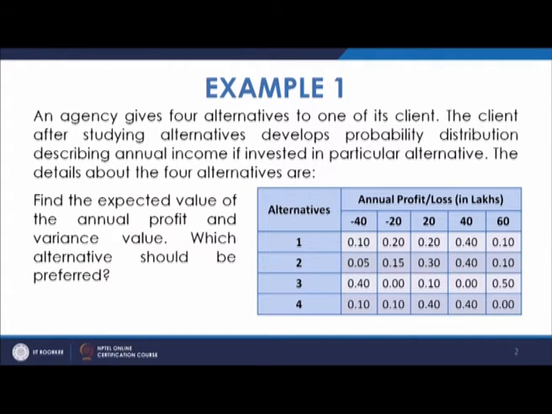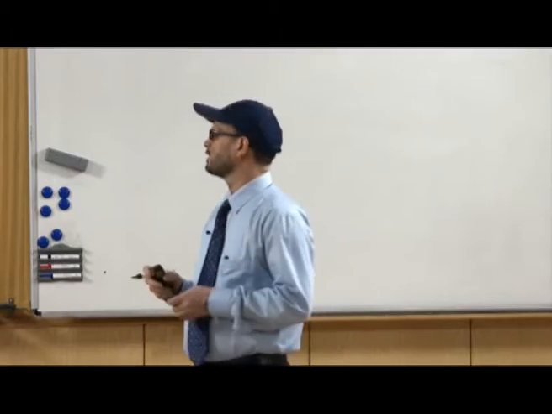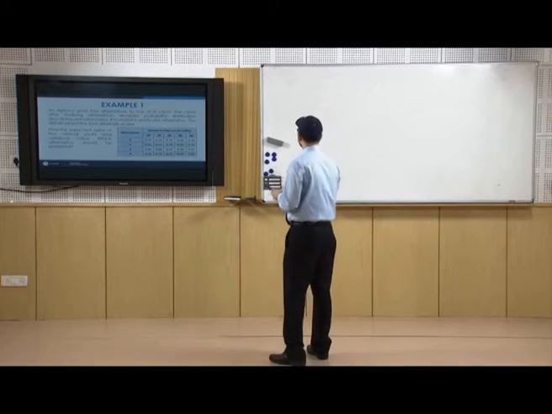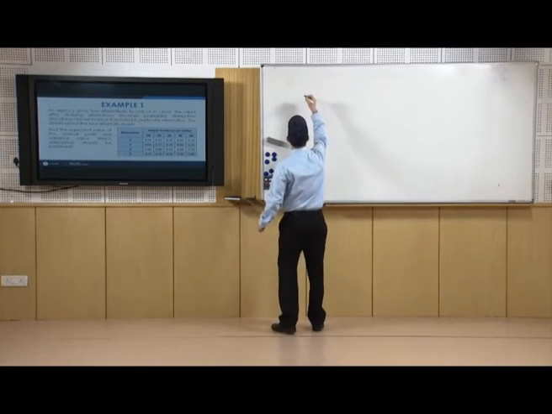Similarly, if the alternative is chosen as 2, 3 and 4, the different probabilities are cited. So, we have to find the expected value of the annual profit and variance value, and based on that we can decide which one should be selected. So, let us see if we get the expected values.